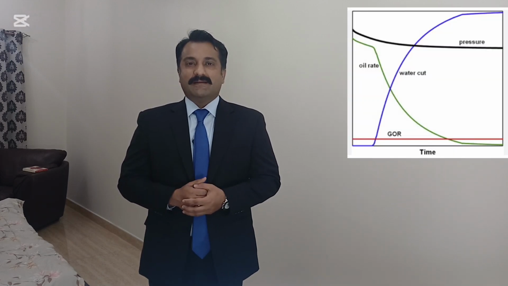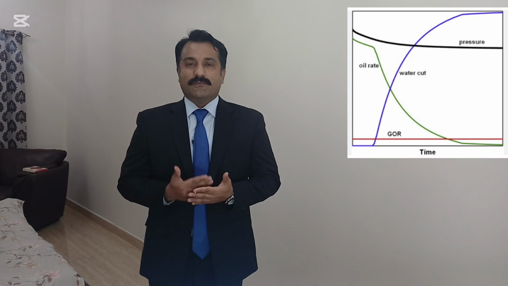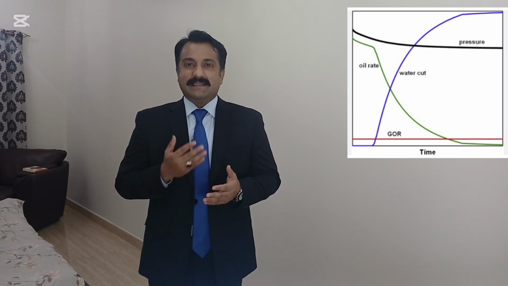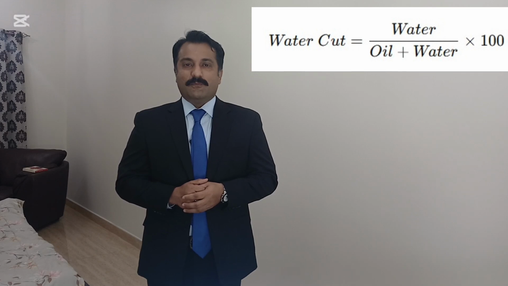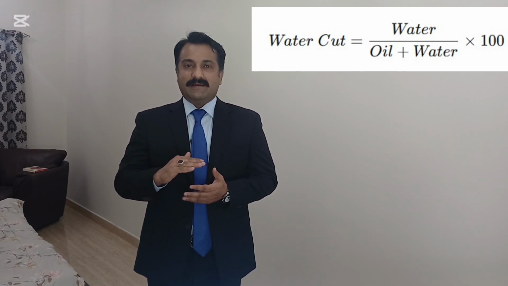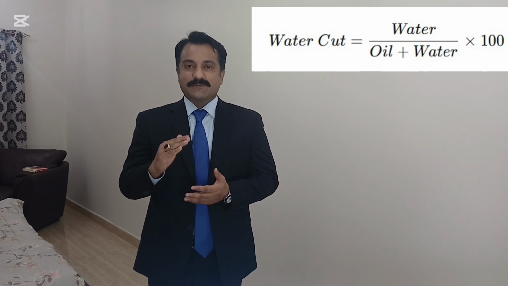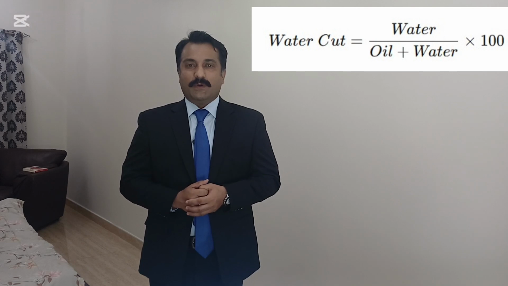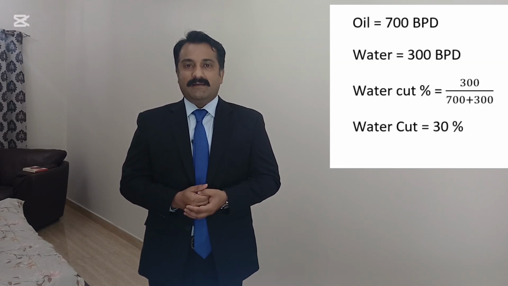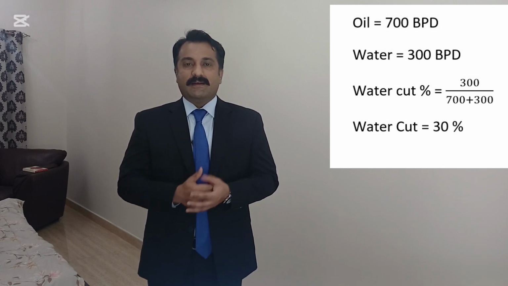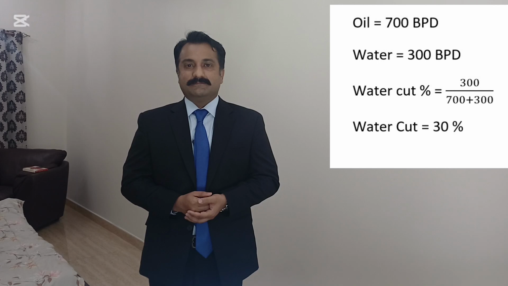Second is water cut. Water cut is the percentage of water produced in liquid. Water cut percent is equal to water divided by total fluid, oil plus water, into 100. For example, one well is producing 700 barrel oil and 300 barrel water. Its water cut will be 30%.